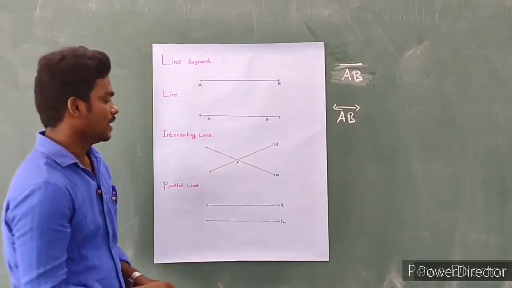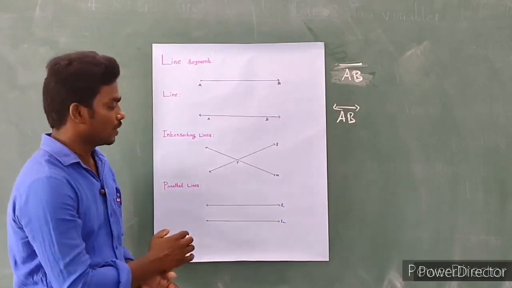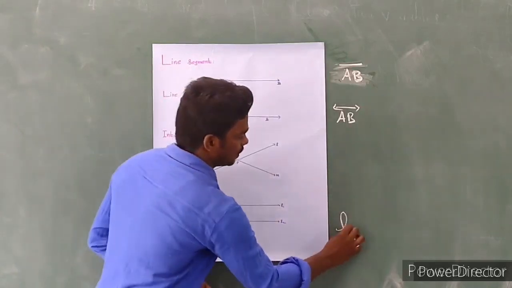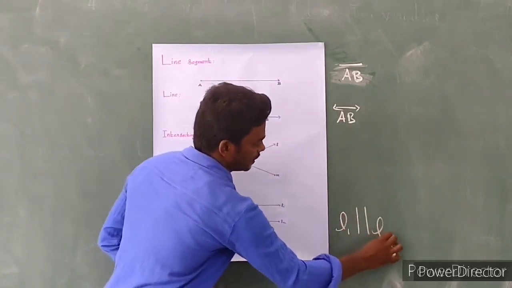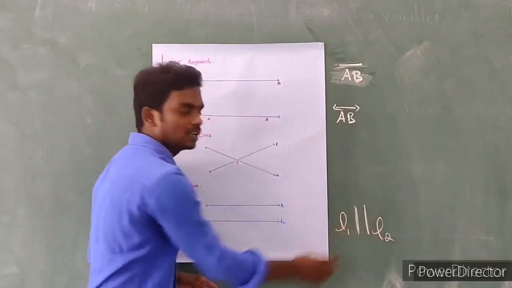Next, what are parallel lines? Parallel lines means two lines which do not meet at any one point. Here line L1 is parallel to line L2. This is represented by the parallel line symbol.